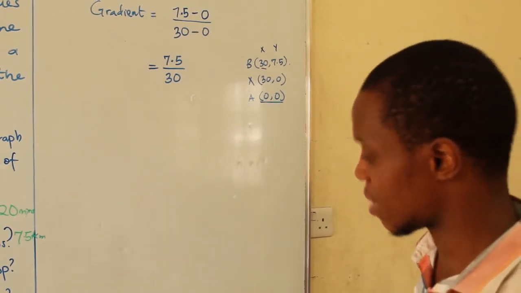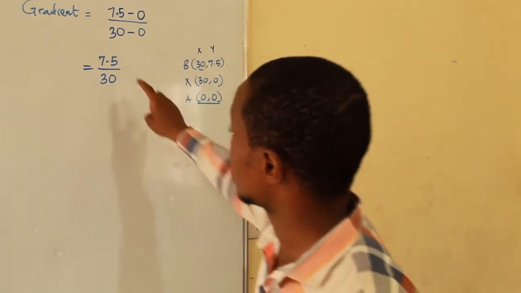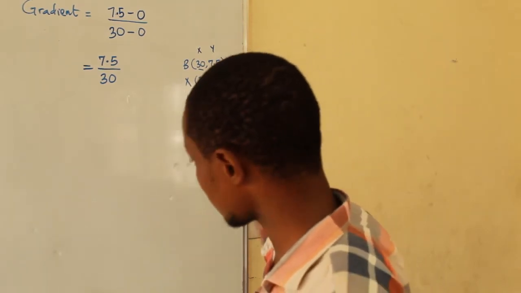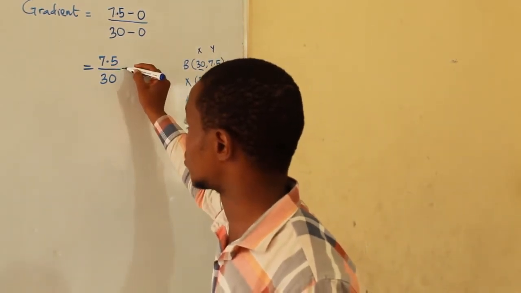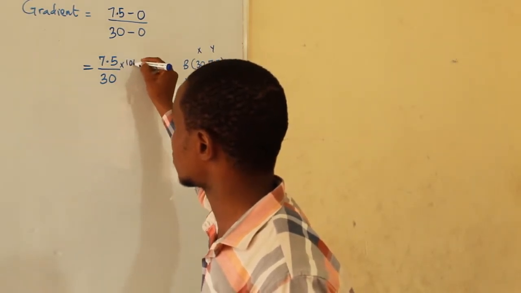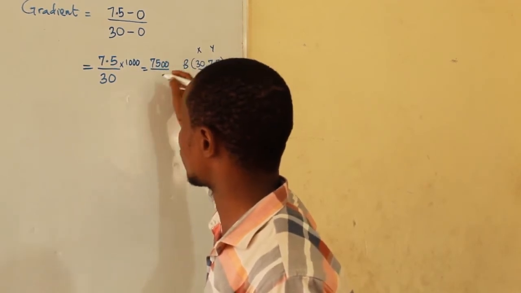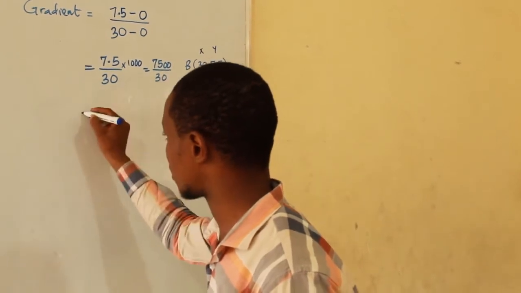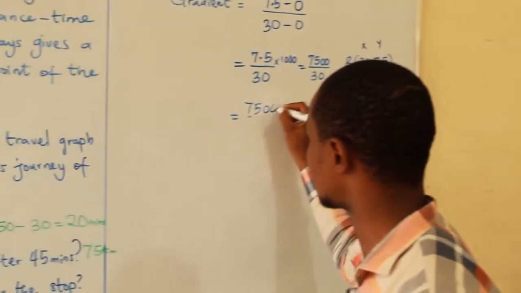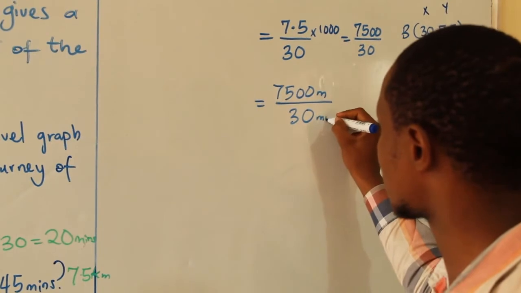Remember, we were told to leave our answers in meters per minute. But this is in kilometers. So to bring it back to meters, we have to multiply by 1,000. So 7.5 times 1,000 will give us 7,500 over 30. I'm going to bring that here so that you don't get confused. 7,500 meters over 30 minutes.